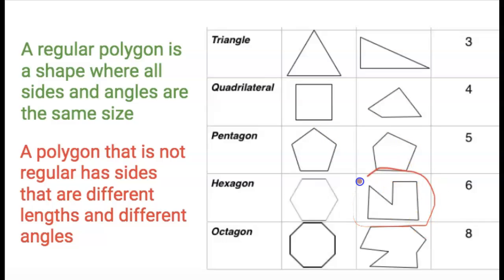This crazy looking thing is a hexagon. It has six sides. 1, 2, 3, 4, 5, and 6. So it is a hexagon. It's a weird looking hexagon. It is not regular. Sometimes we call it irregular. This one over here, that's regular. All the sides are the same. This one, not regular. And the last example you have is an octagon. Again, this is an 8-sided shape, but the sides are definitely not the same. So that would not be a regular polygon.